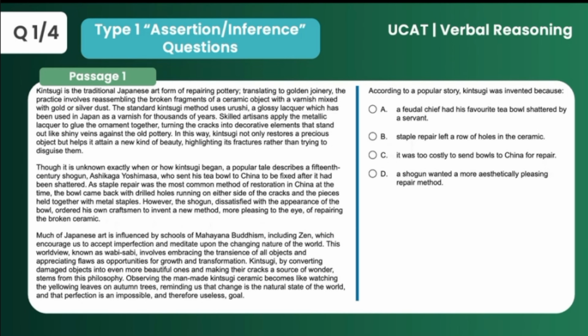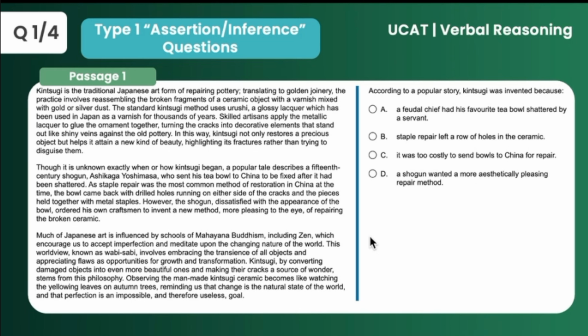Yeah, and then anyone who picked B, would you like to tell us the staple repair left a row of holes in the ceramic? So Tressa, would you mind explaining why you picked B? Hi, can you hear me? Yeah, I can hear you. I chose B because I feel like that's the reason why it started in the first place. Because when it had a few holes in it, that's when the guy was displeased, if that makes sense.